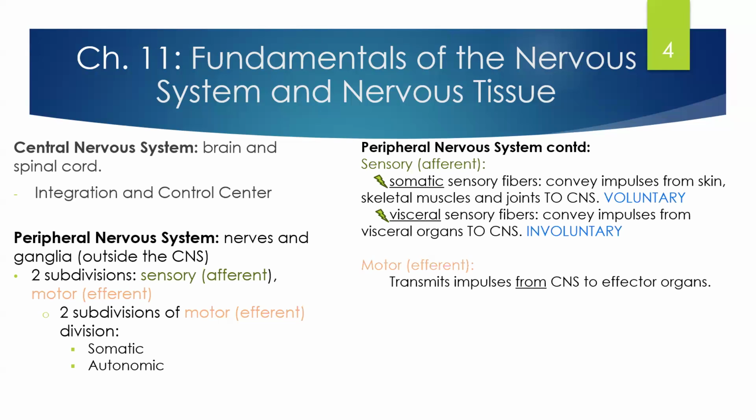And then with our motor or efferent, this transmits impulses from your central nervous system to your effector organs. So with the sensory, these are conveying impulses to the central nervous system, whereas with the motor or efferent, they're transmitting from the central nervous system. So that's another big thing to know, which is conveying impulses to and which is conveying impulses from.